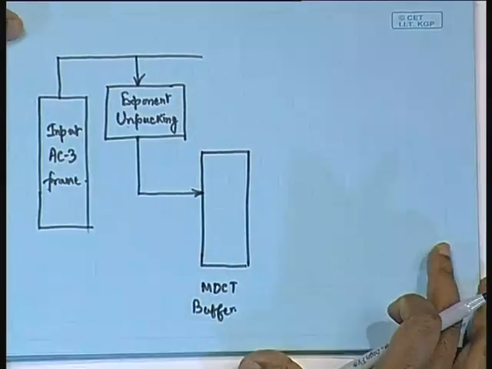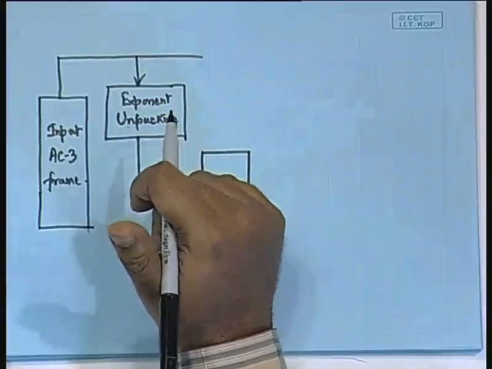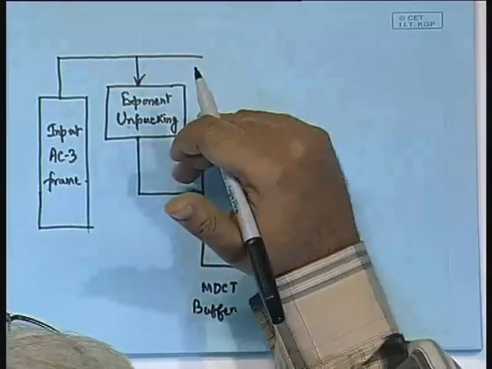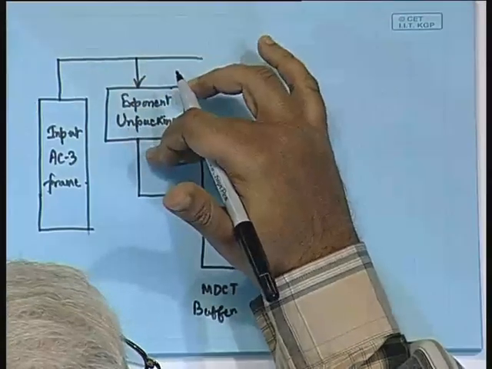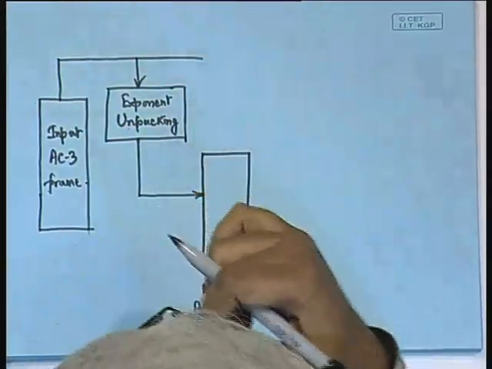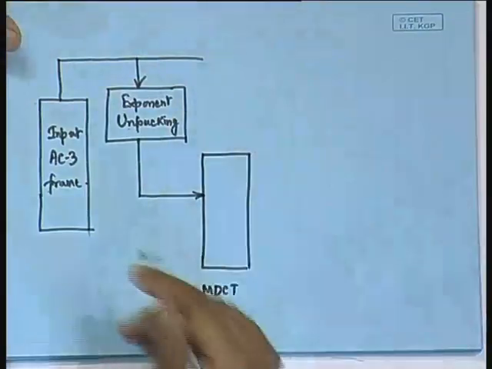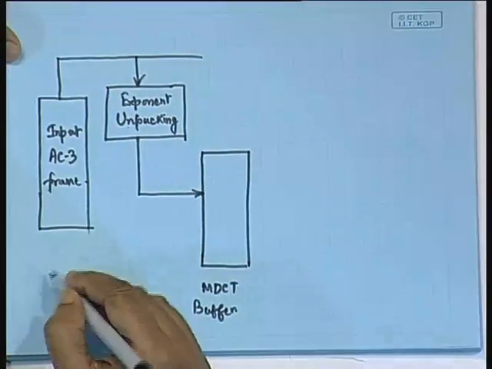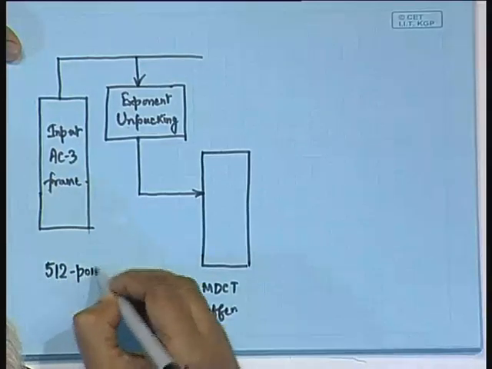What is this MDCT buffer containing? It is containing the frequency bands, because the samples we are receiving here are all frequency domain samples. We have to do an inverse transformation before we obtain the reconstructed signal, but so far we are dealing with everything in the MDCT domain. So, all the exponents we obtain here are MDCT coefficients, and the MDCT applied in the AC3 encoder is a 512 point MDCT.